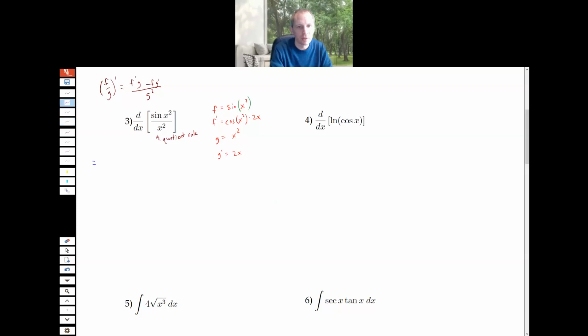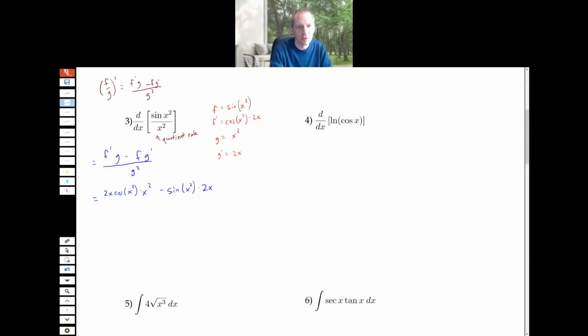Okay, so when I'm looking at my quotient rule, f prime g minus f g prime all over g squared, I can just copy these pieces over. So cosine of x squared times 2x, I'm going to write the 2x in front. I just think that's a little bit nicer looking. And then I put the g function in, that's x squared. And we put the f function in, sine of x squared. And then we put the g prime in there, 2x.